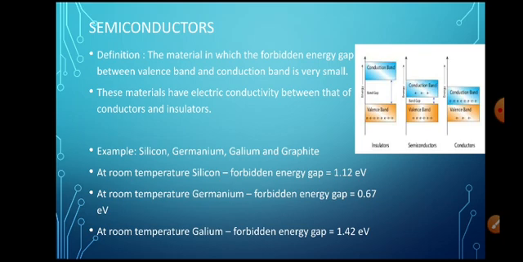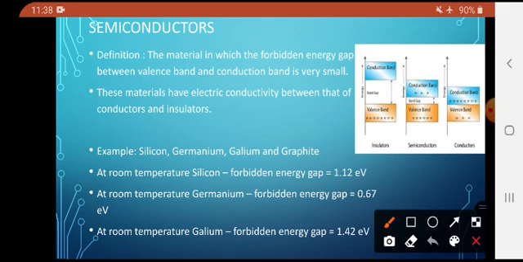So in semiconductors, the charge carriers are electrons as well as holes. A hole is an empty space left by the electron which moves from the lower energy valency band to the conduction band. See here, if this is the valency band and an electron goes to a higher energy level, it leaves a hole.